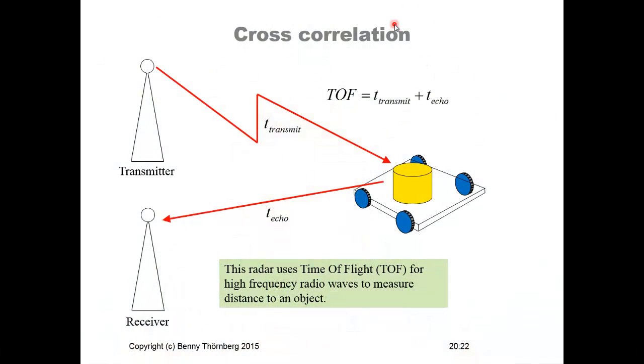You can have a look at this principal sketch here, where you have the transmitter and you have the receiver, and the transmitter is sending out a radio wave that is reflected on the object and reflected back to the receiver. And we are measuring the time of flight, which is the propagation time it takes for the transmission to hit the object, and the propagation time for the echo to reach the receiver antenna.